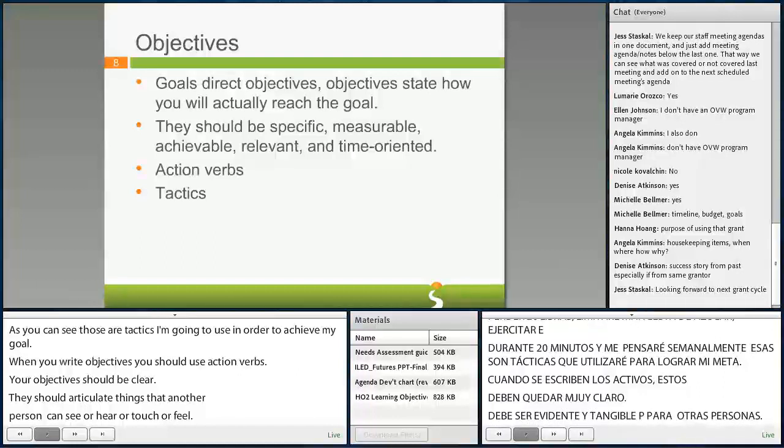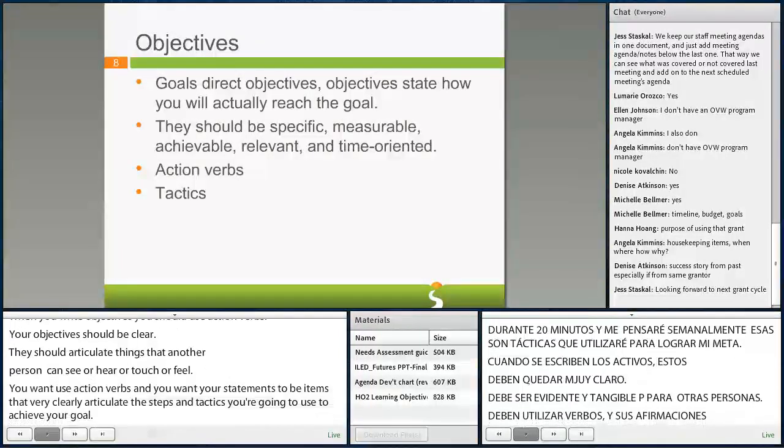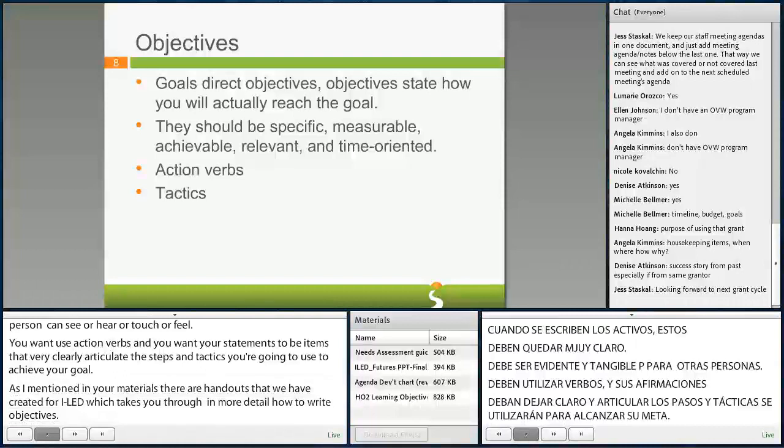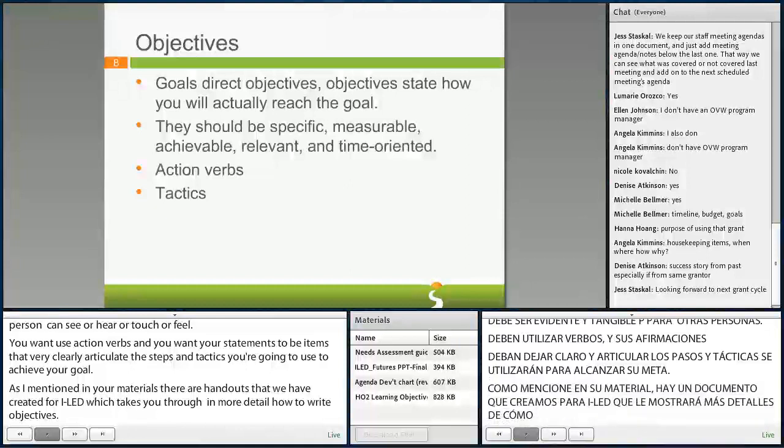Okay? So as I mentioned in your materials, there is a handout that we've created for ILED, which takes you through in a little bit more detail how to write objectives. It's something you might want to refer to when you write agendas, but also if you're writing any kind of education programs or doing any kind of seminar or presentation, it can be very helpful.